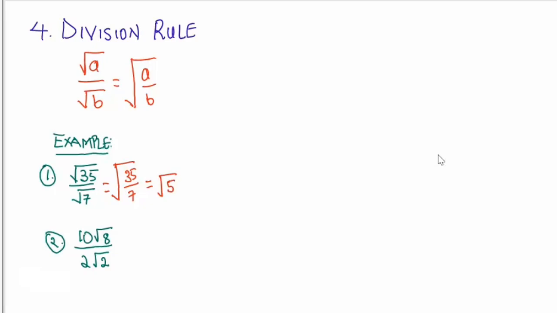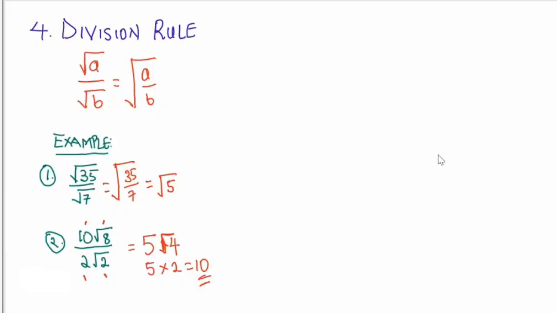Now, example 2 is also very unique in the sense that you have a whole number outside and a surd inside. Whole number here and a surd here. So again, you play with your whole numbers together and your surds together. For the whole numbers, we have 10 over 2, so we divide 10 by 2, which gives us 5. Then we have the root. Now, 8 divided by 2 gives us 4, so we take the square root of 4, and the square root of 4 is 2. So 5 times 2 gives us 10. So the answer to this question becomes 10.